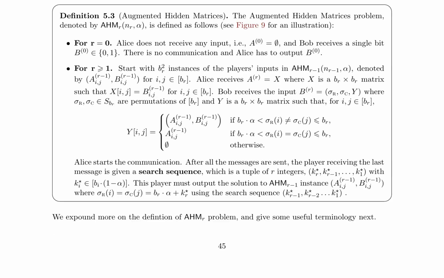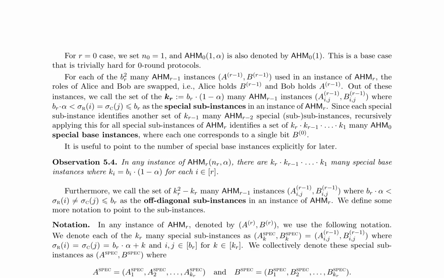A search sequence is provided to the player receiving the last message, which helps in identifying the solution to the AHM instance. The paper shows that any dynamic streaming algorithm that uses n polylog(n) space to compute an O(1) approximate maximum matching must use at least log n passes. This is achieved by considering an AHM instance with p equals O(log n), and thus R equals 2p+1 equals O(log n). The space used by the algorithm is then shown to be S = n polylog(n), using equation 19. Therefore, any semistreaming algorithm must use at least log n passes.